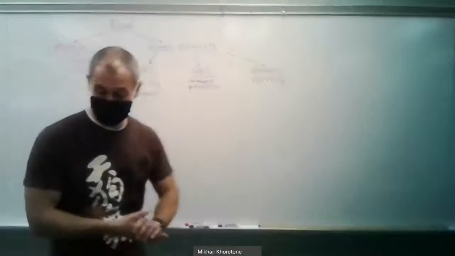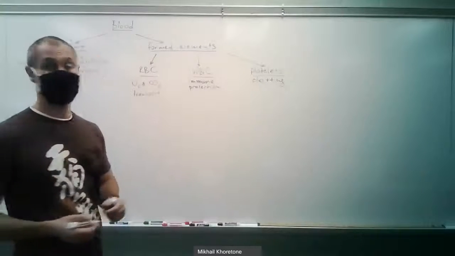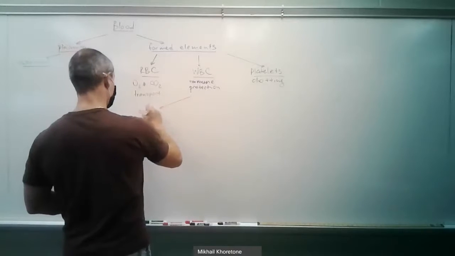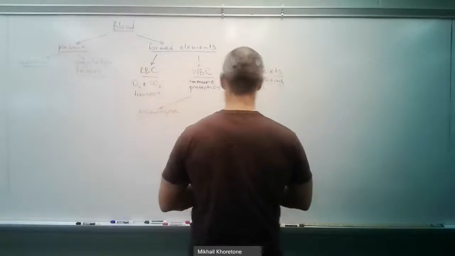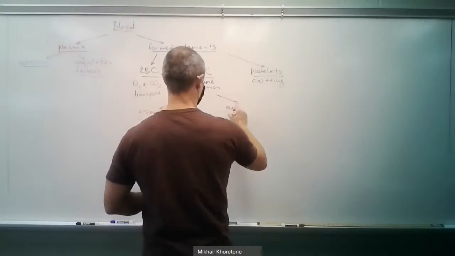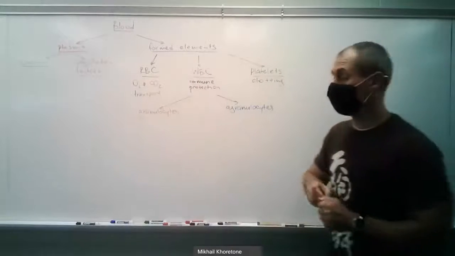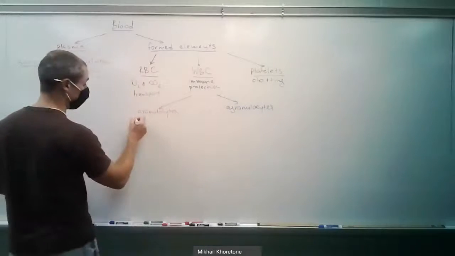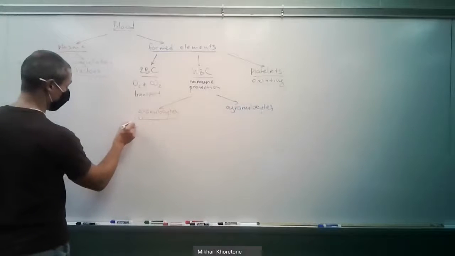Okay, so let's talk about white blood cells a little bit more. White blood cells can be broadly divided into two groups. One group is called granulocytes, and another is agranulocytes. The difference between the two is that granulocytes contain cytoplasmic granules, and agranulocytes do not contain cytoplasmic granules.